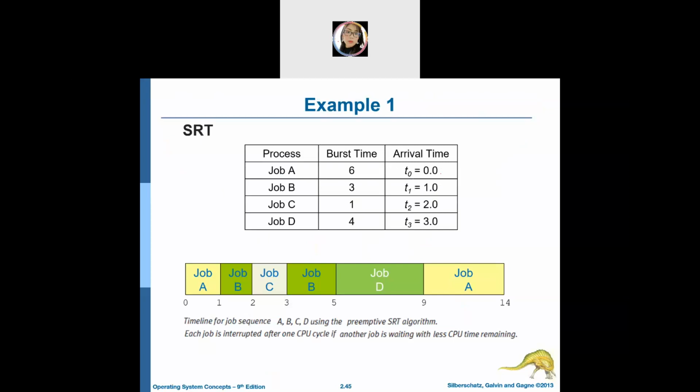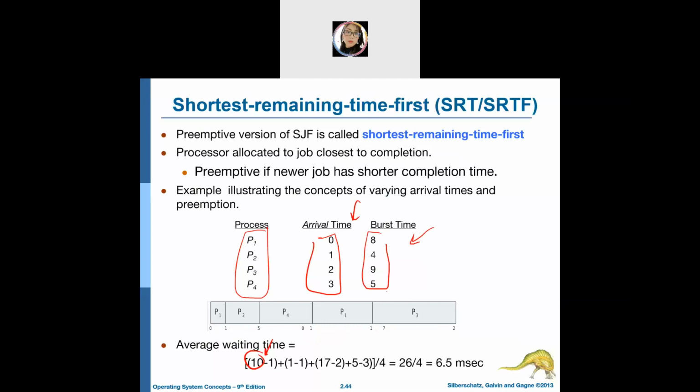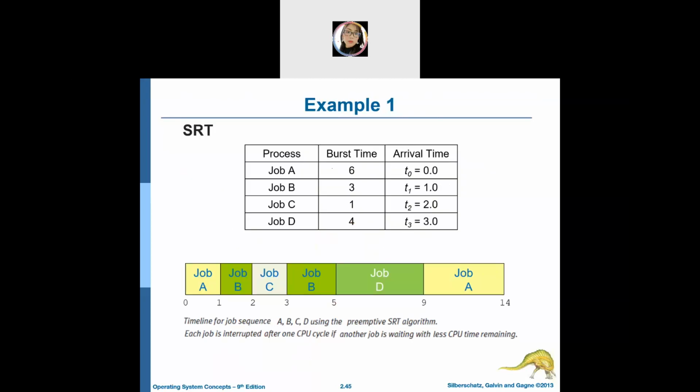Your arrival time is 0 for job A. Job B is 1, job C is 2, and job D is 3. So you're going to do which is basically similar to the previous one, but this one is much more clear. You're going to see that your job A will start at 0. And then job B will start at your 1 here. Job C will start at your second time. And lastly, your job D. But it is not going to be directly, because this one also needs to look into the burst time.